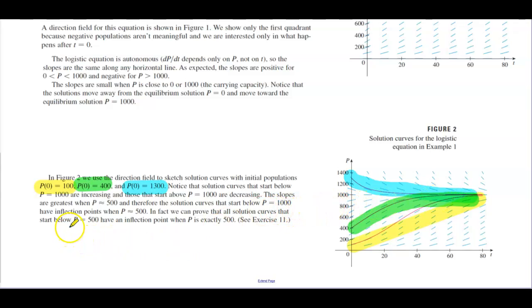Now the slopes are greatest when P is approximately 500, and therefore the solution curves that start below 1000 have inflection points when P is approximately 500. In fact, we can prove that all solution curves that start below P equal to 500 have an inflection point when P is exactly 500.